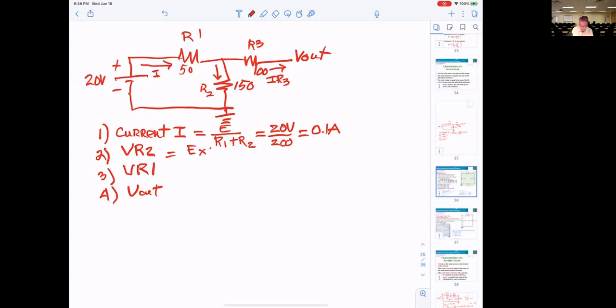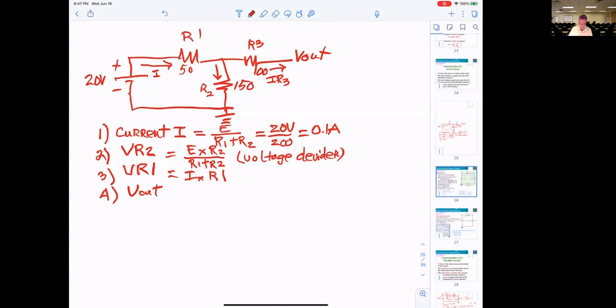R2. Divide R1, R2. R1 plus R2. VR2 is 15. That's what I thought. I say voltage divider. Yeah. Okay, VR1, 5 volts times R1, 5 volts. Right? I just gave you a formula. I don't want to calculate it.